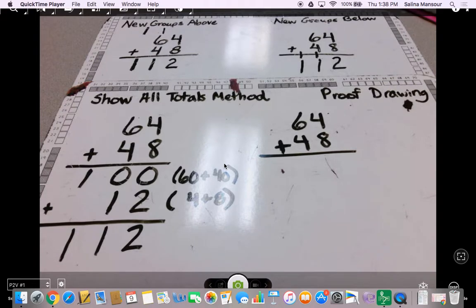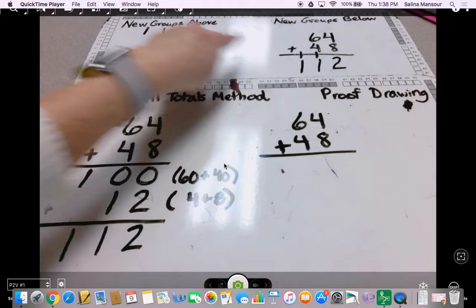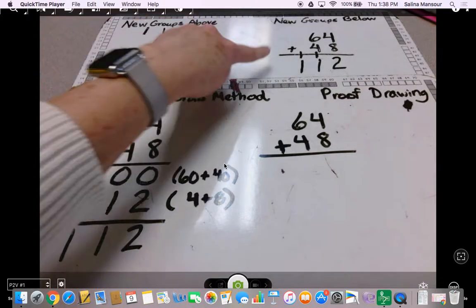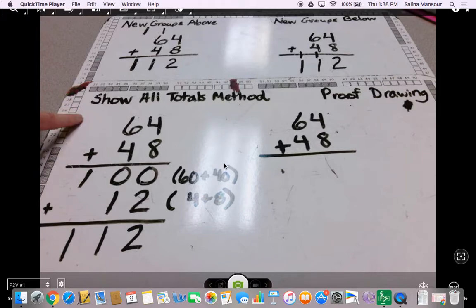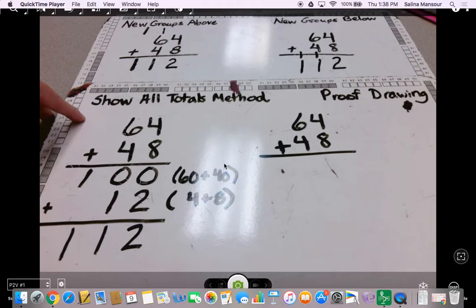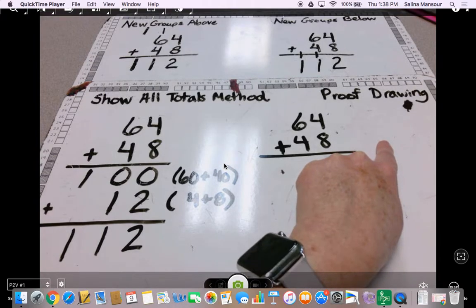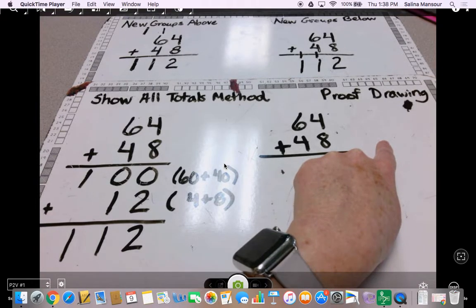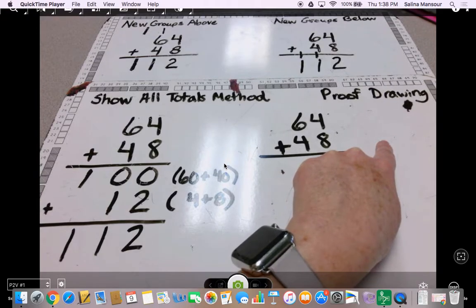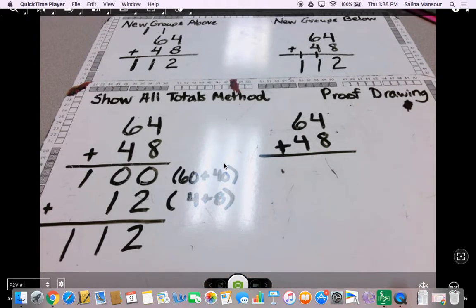Now we're going to look at proof drawing. So when we're working on math problems, you should be choosing new groups above, new groups below, or show all totals method. Your proof drawing is like your check. It's one way you can check or prove that you are correct. But it would take us a long time, wouldn't it, boys and girls, to solve every math problem using proof drawing, especially when we get to 3-digit addition. So we want to make sure that we're just using this as a check.